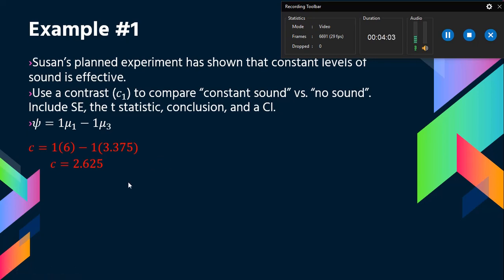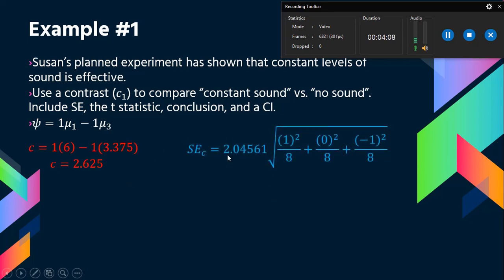In order to run our t-test, we will also need the standard error. So the standard error in front here, this number, 2.04561, is the pooled standard deviation. This is found on your iPad. It will be labeled S sub p. And then underneath the square root radical, in the numerator, this is the coefficient for group 1 over the sample size of group 8. I did include group 2. It has a coefficient of 0 and a sample size of 8.